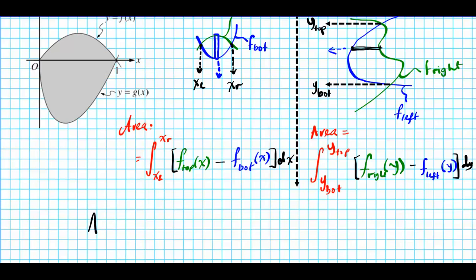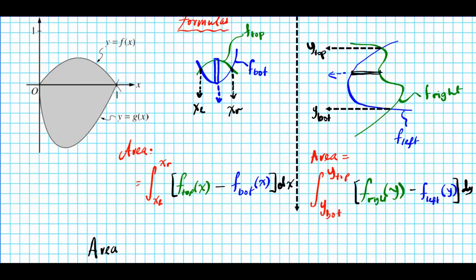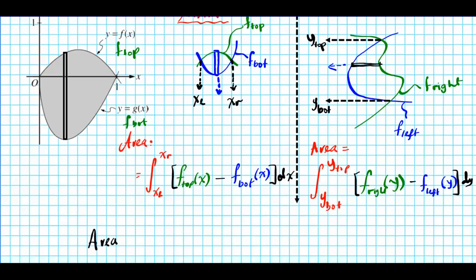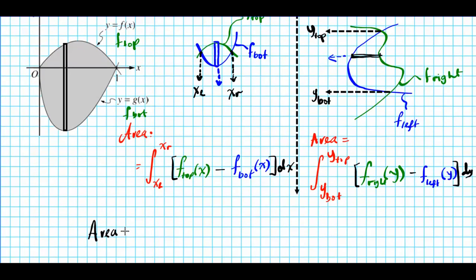So the area, so in this function, let's label it. This is going to be f top right here. This is f top. And this g of x is going to be f bottom. Our rectangle is going to be oriented vertically because we have a top-down orientation, okay? So everything is going to be in terms of the x-axis.